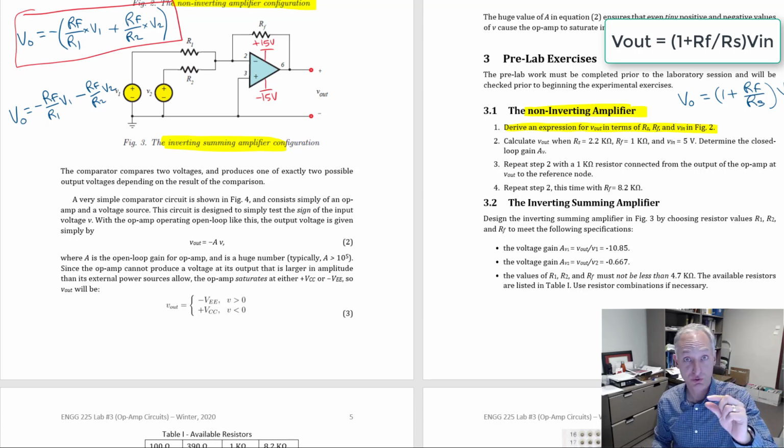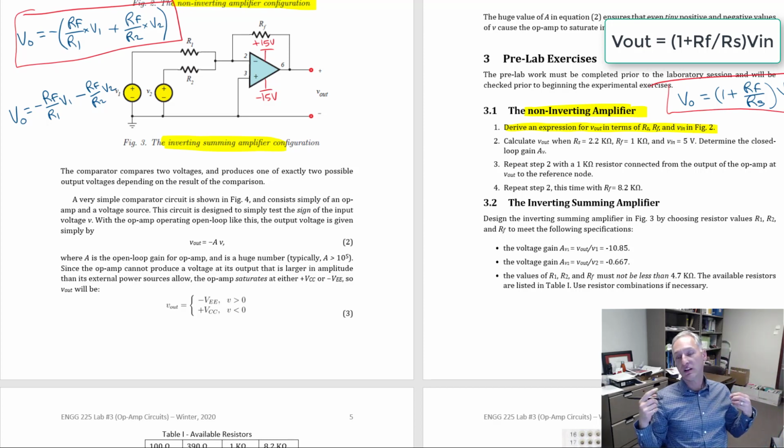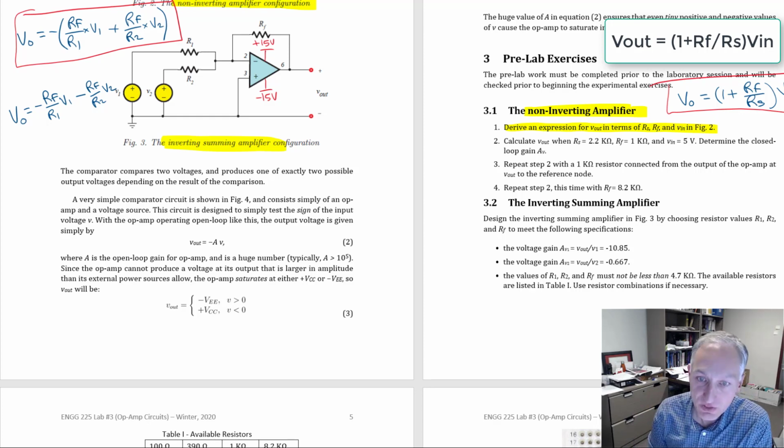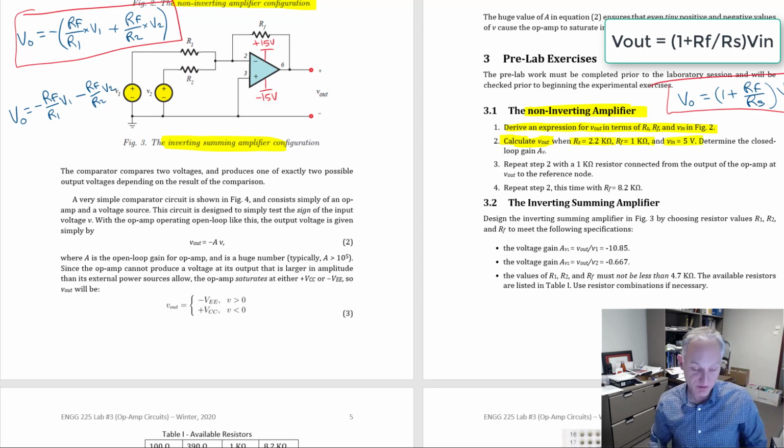So you know that there's a virtual short between VP and VN, and no current flows into the op-amp terminals, okay? So you have to derive this equation, and you can use node voltage analysis to do that. Okay. So then, once you do that, you're going to calculate V out when you have certain values. So RS is going to be 2.2 kilo ohms, RF is going to be 1 kilo ohm, and V in is going to be 5 volts.